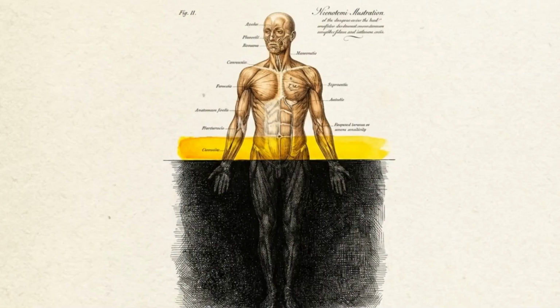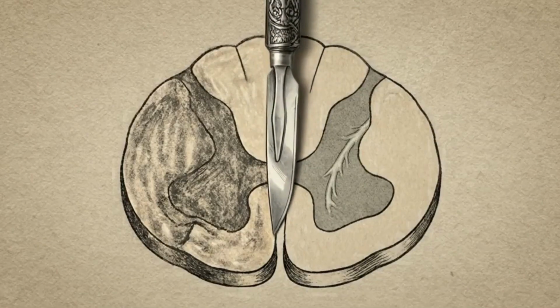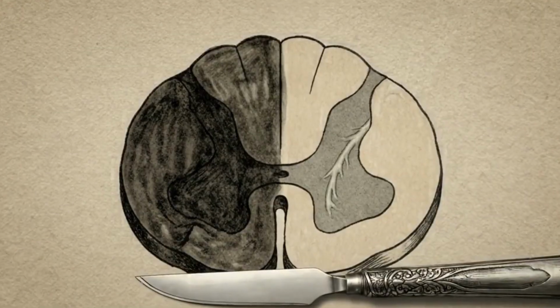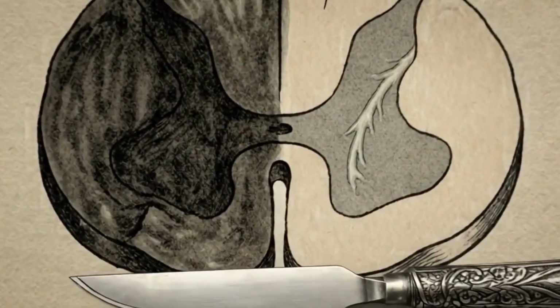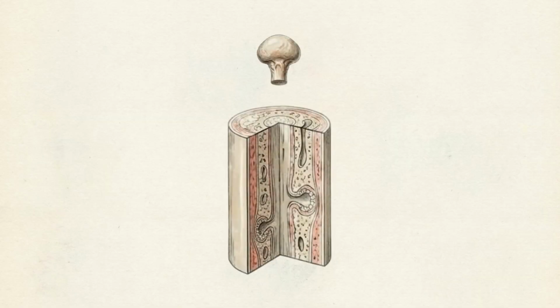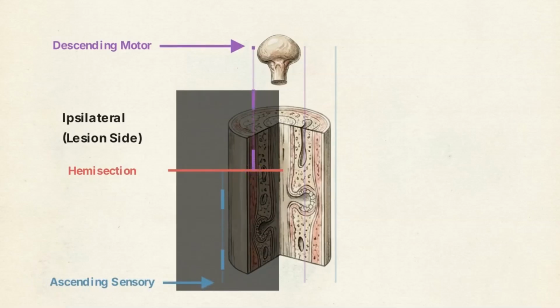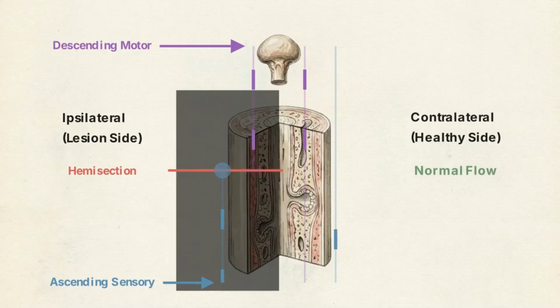For the ultimate test of neuroanatomical logic, we cleanly slice through just one lateral half of the cord, leaving the other side completely intact. This precise left or right unilateral damage is called Brown-Séquard syndrome. On the ipsilateral, or same side as the injury, the patient loses motor control, fine touch, and vibration sense. The severed descending motor tracts and ascending dorsal columns are completely blocked.